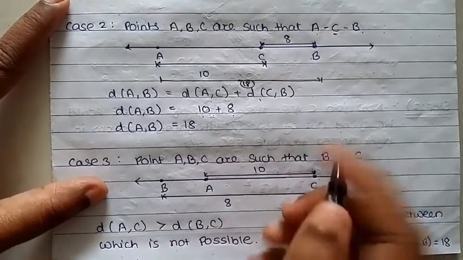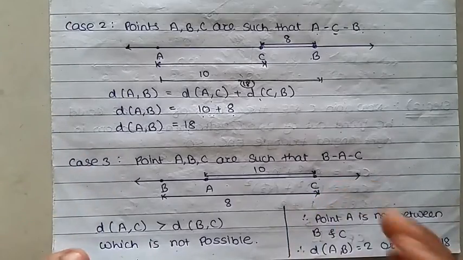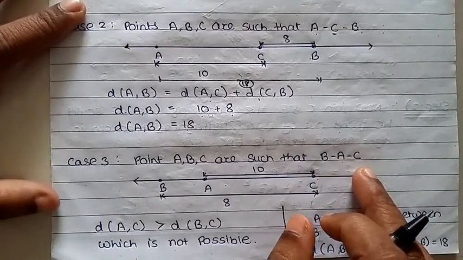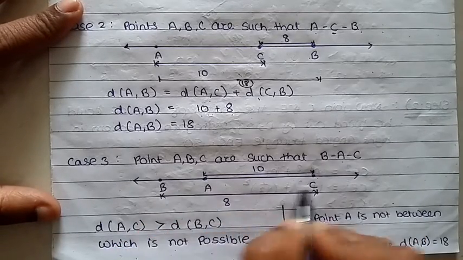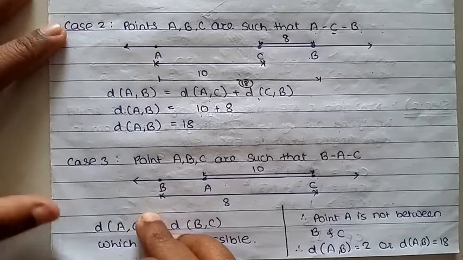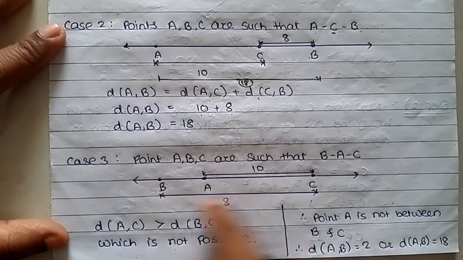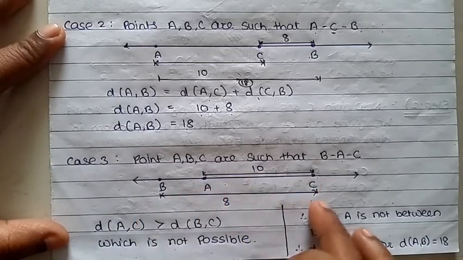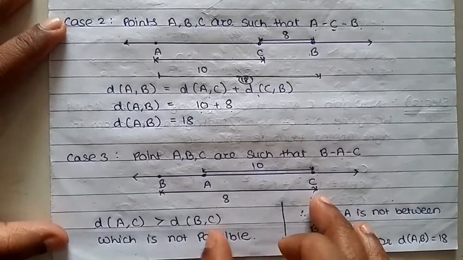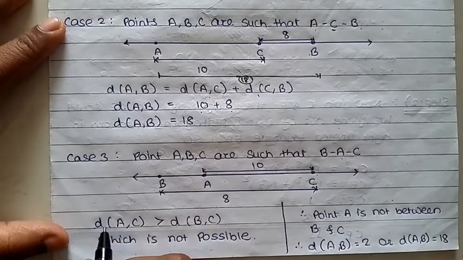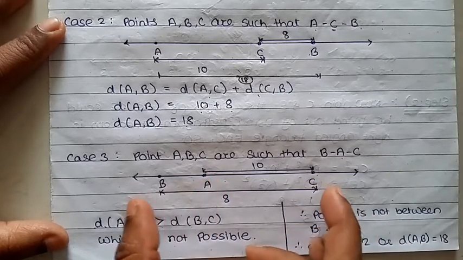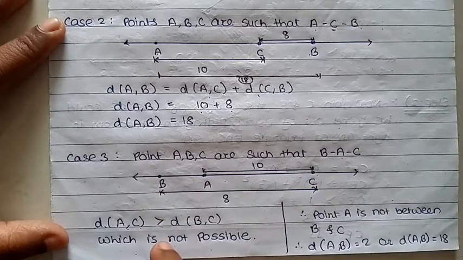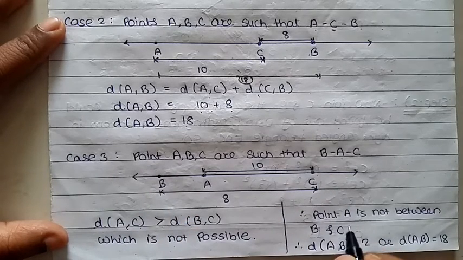Now the third case: if A is between B and C. How do we do this? So B, A and C. We have only two distances, AC and BC. The AC distance is 10 and the BC distance is 8. So tell me, the distance between AC is greater than the distance between BC. That means this distance is greater than this one, so it is not possible, correct? Therefore point A is not between B and C.